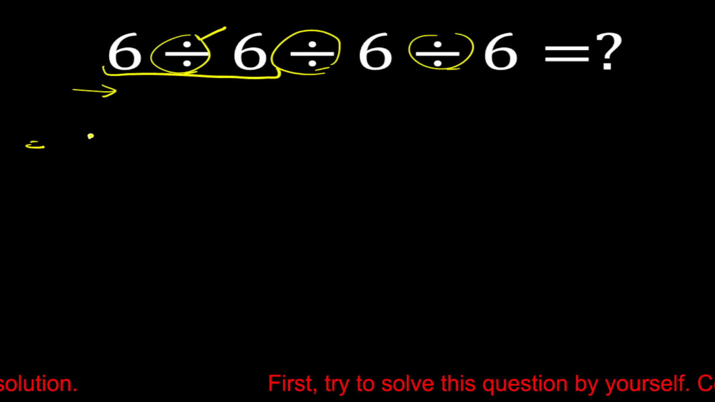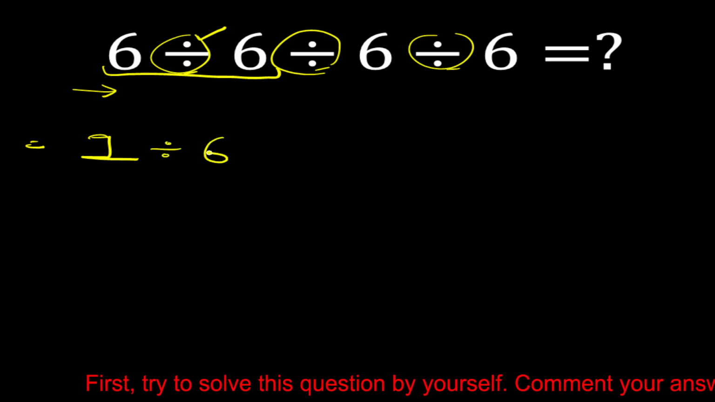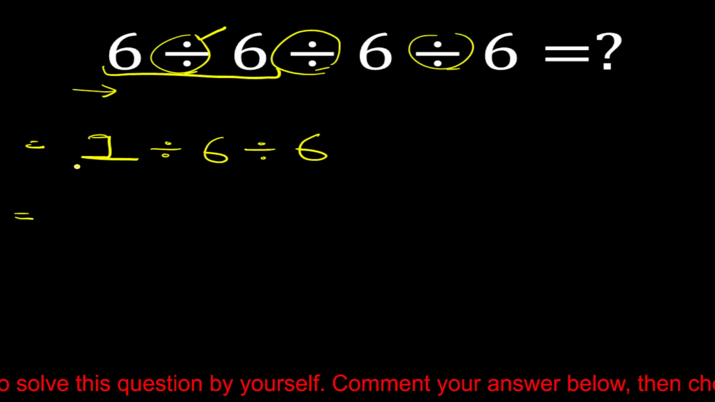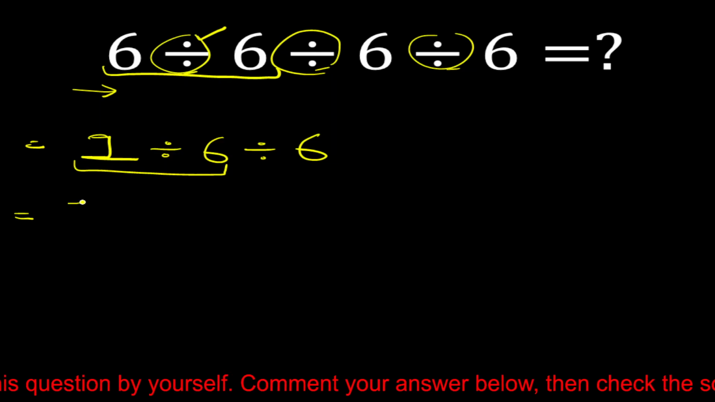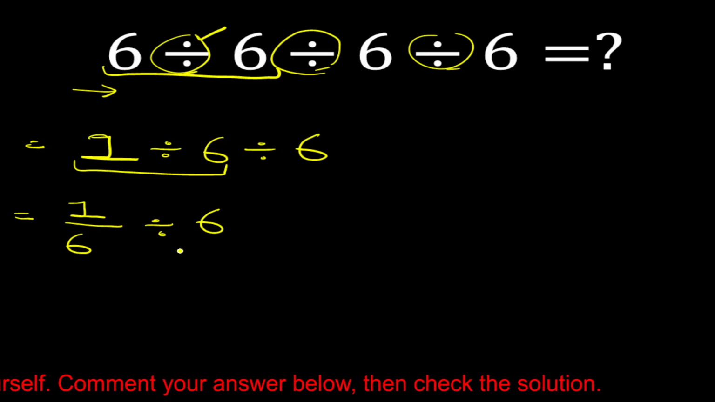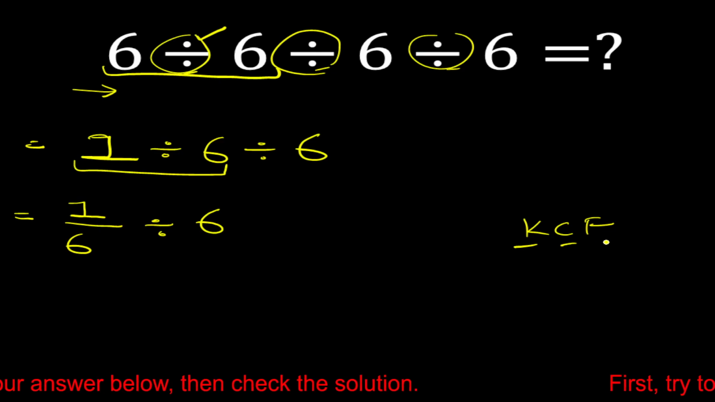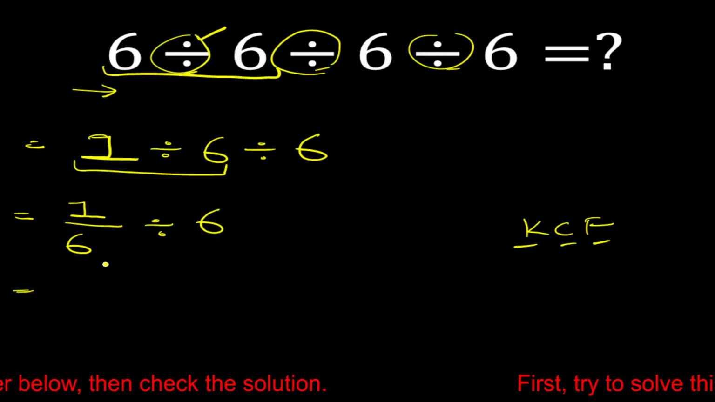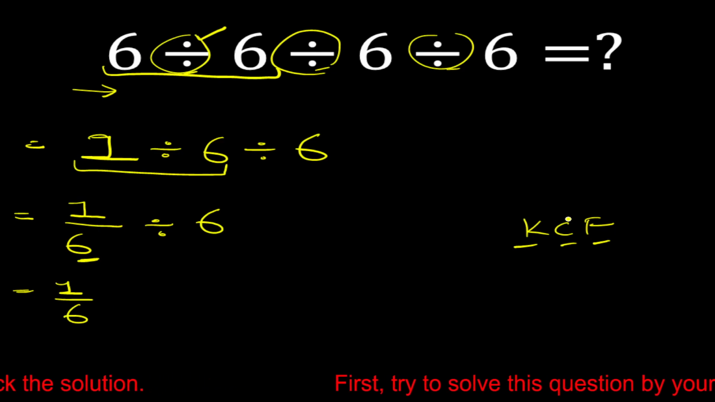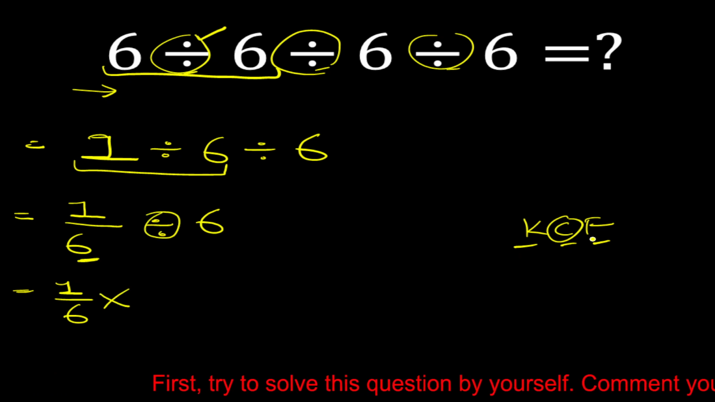So 6 divided by 6 is equal to 1. Divide 6. Now 1 divided by 6 can be written as 1 by 6, divide 6. Now according to the KCF rule, K means keep, C means change, F means flip. So keep this first fraction as it is, same. So 1 by 6. Change this sign from division to multiplication. Okay. And flip this fraction.